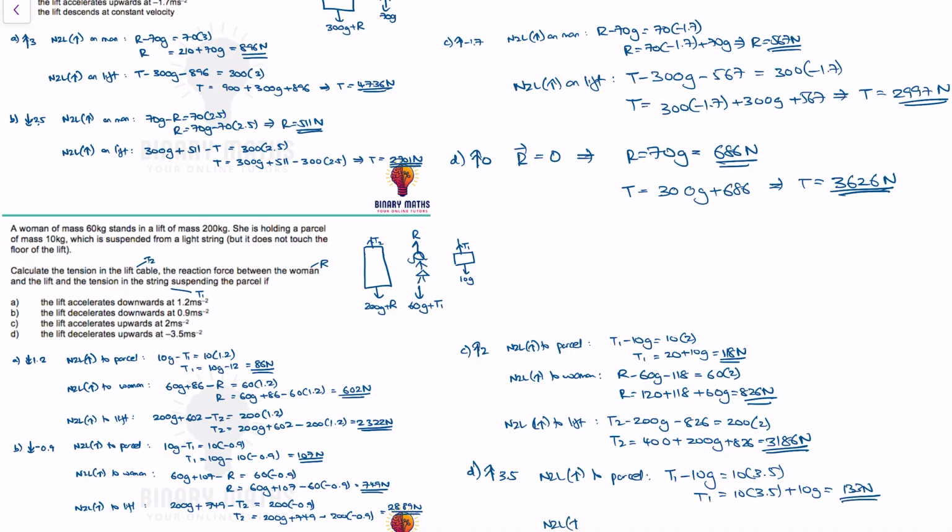Newton's second law vertically to the woman. Then that means we get R minus 60g minus the tension 1, which is 133, must be equal to 60 times the acceleration, which is 3.5. So R will be equal to 60 times 3.5 plus 60g plus 133, which works out to be 931 newtons.